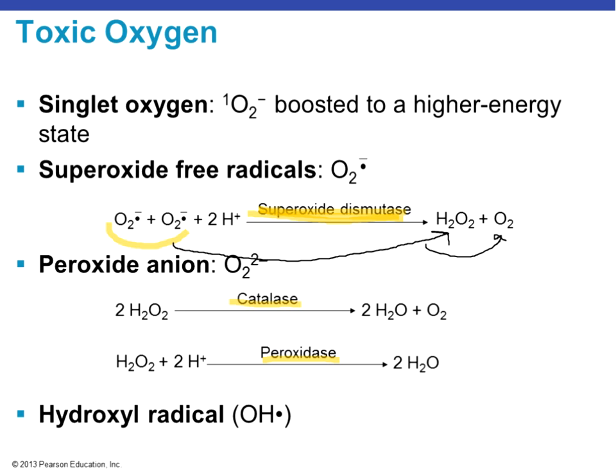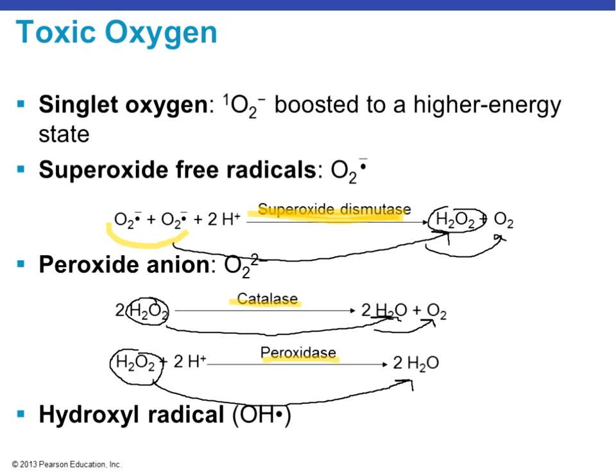What catalase does is catalase will take that hydrogen peroxide, because hydrogen peroxide is still toxic. This guy's still not something to fool around with. So we take this hydrogen peroxide with catalase and break it down into water and oxygen, which we can deal with at this point. This is an oxygen that's much more stable. It's not the reactive toxic form of oxygen. And then we have peroxidase that can also take hydrogen peroxide and break it down into water.